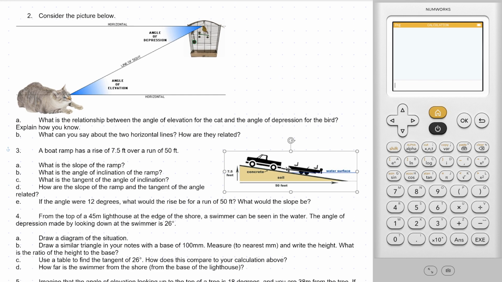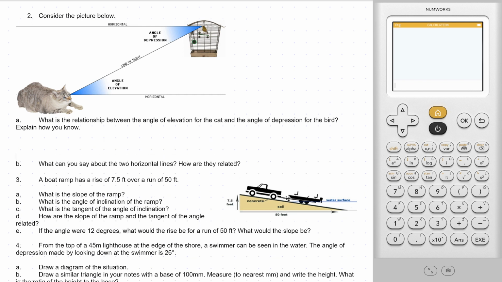And it says for part A, let's see, what is the relationship between the angle of elevation for the cat and the angle of depression for the bird? So maybe this angle here is an angle of depression for the bird, if the bird has to look down on this cat staring at it in the cage there. But also those two angles are called alternate interior angles, often abbreviated AIA. And let's see, yeah, so that's the relationship.